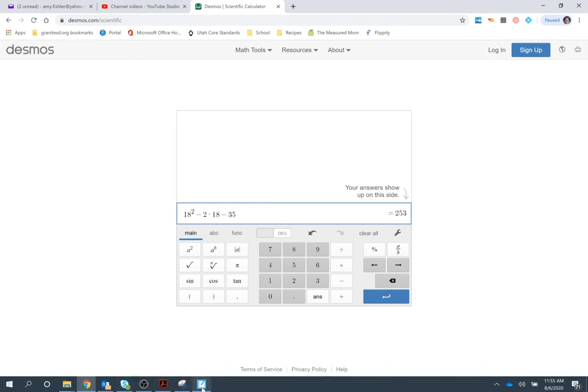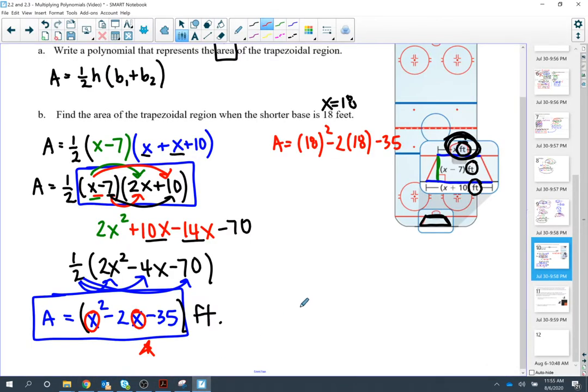So I'm going to come back. This is area equals 253 feet. And I'm just realizing I kind of have a wrong answer because area is not feet. Area is feet squared, which means back in letter A, I need to put a squared on there. Because this expression represents area, so that should be in feet squared.